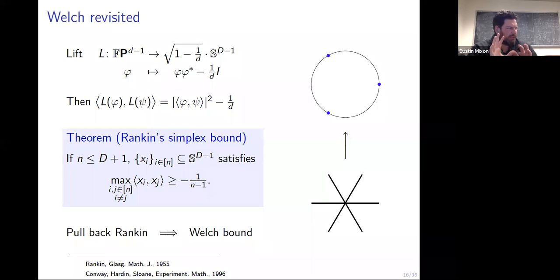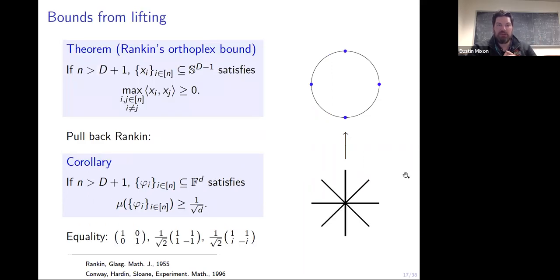But this proof technique for lower bounds has legs. There are other bounds you can apply in the spherical case and then pull back to the projective case. For example, you can take Rankin's orthoplex bound. This says that if you have enough points in the sphere, then the optimal configuration is obtained by taking vertices of the orthoplex or a subset thereof. So for example, if I take my 4 optimally packed lines in R2, and I lift up to the circle, I end up with these 4 equally spaced points. These are points that make up the vertices of the orthoplex in R2, namely the square.